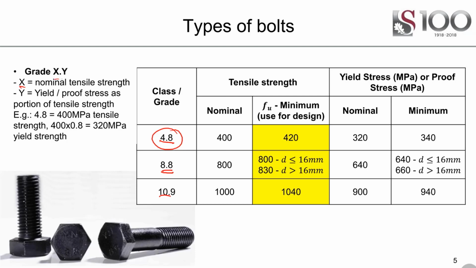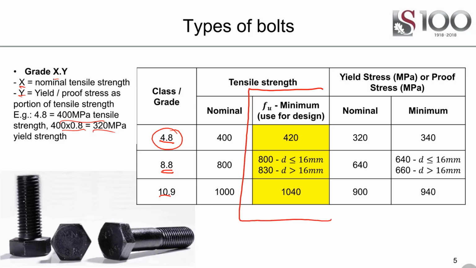Now, in the grade, the numbers have an important representation. X, the first number, so the 4 for instance, is the nominal strength multiplied by 100 to get MPa, and then Y is the yield or proof strength as a proportion. So 4.8: 400 MPa times 0.8 is 320. However, we normally use the ultimate strength for design.